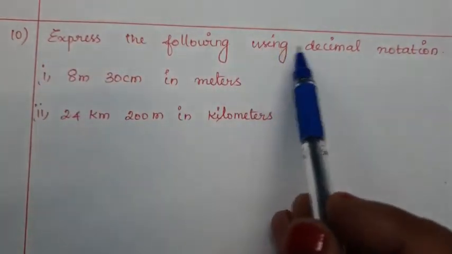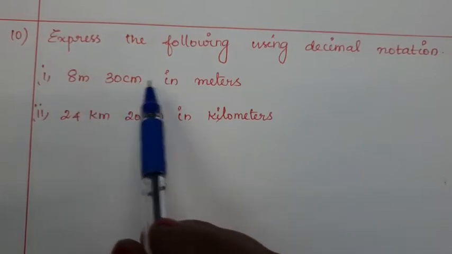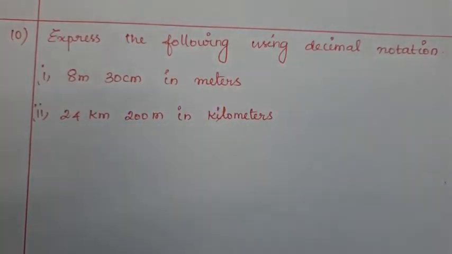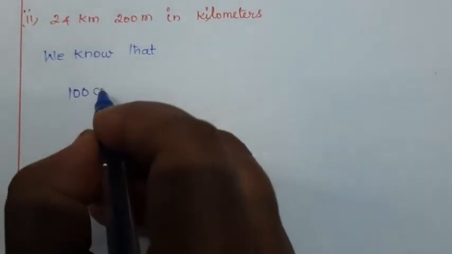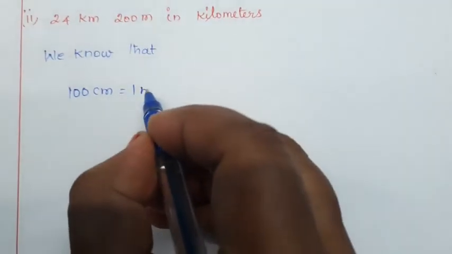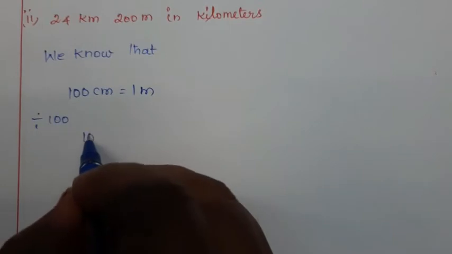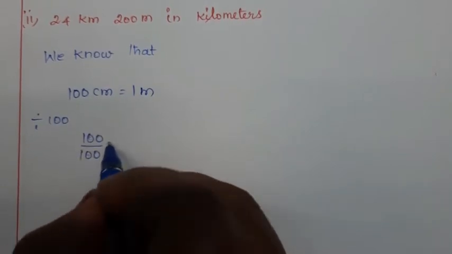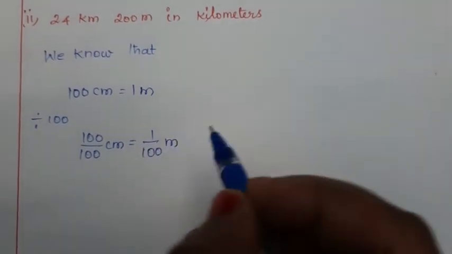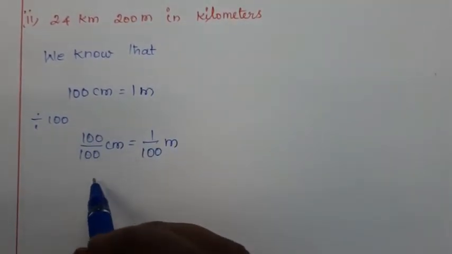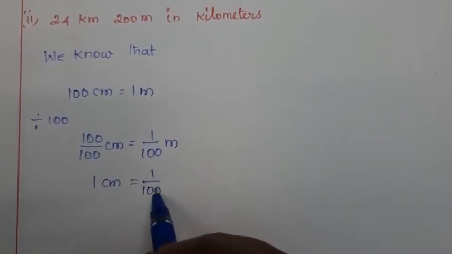Express the following using decimal notation. Subdivision 1, 8 meter 30 centimeter in meters. We know that 100 centimeter is equal to 1 meter. Dividing by 100 on both the sides, we get 100 divided by 100 centimeter, which is equal to 1 divided by 100 meter. Dividing 100 by 100, we get 1 centimeter is equal to 1 by 100 meter.